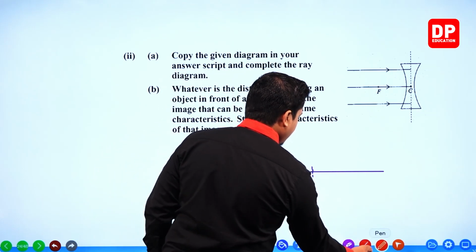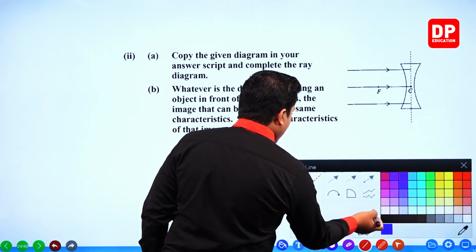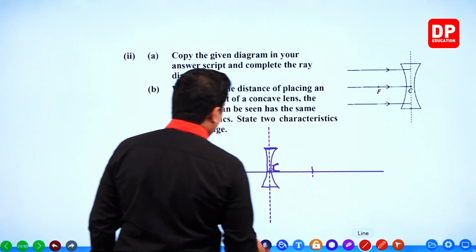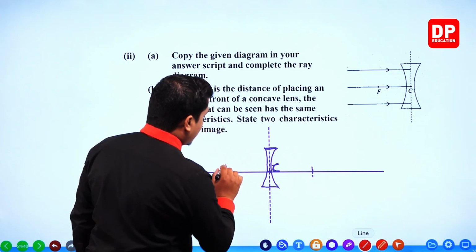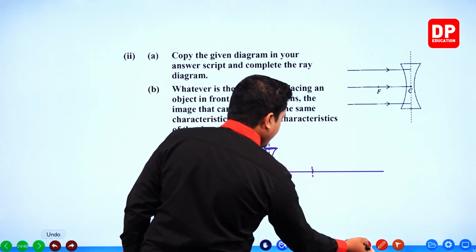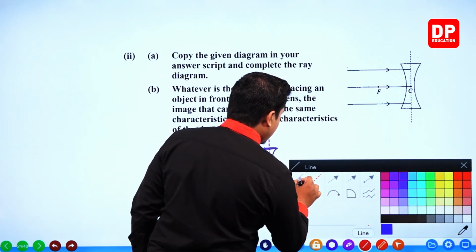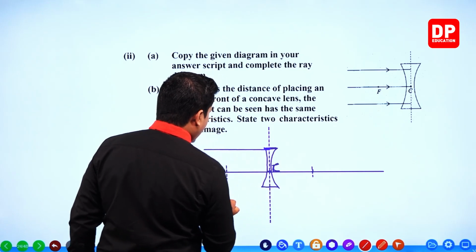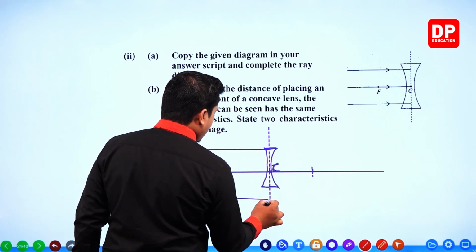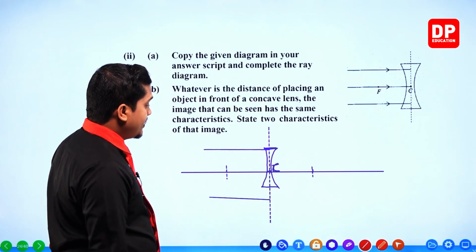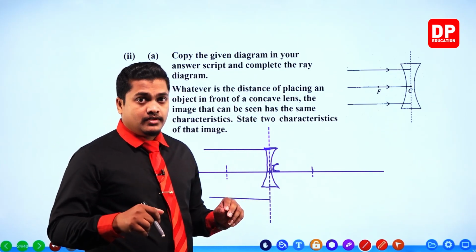Focal point. Right. Now the light rays are coming, my dear children, parallel to the principal axis. So this is the first light ray. Make sure to use straight lines. We use broken lines only when there are imaginary ones.